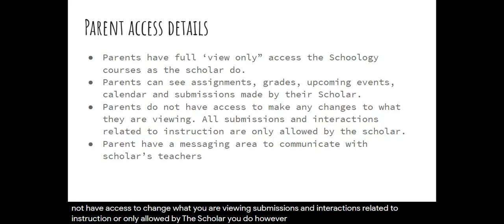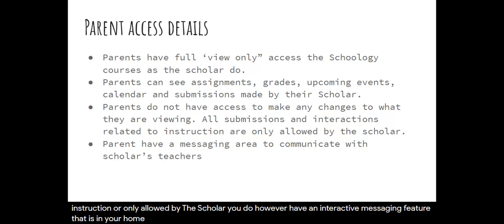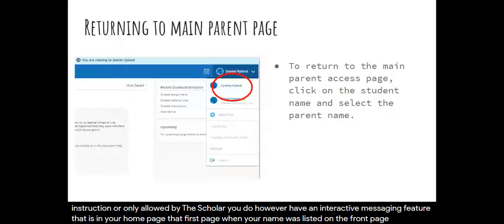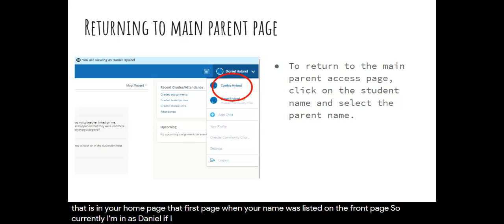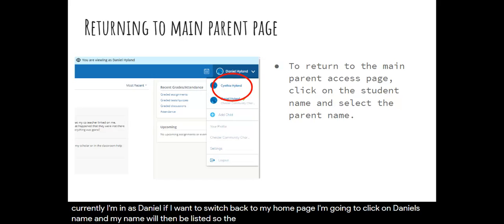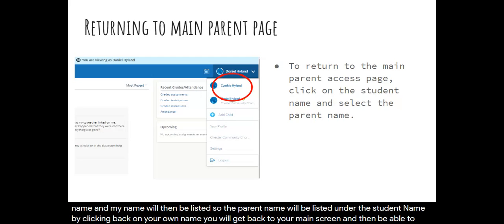You do, however, have an interactive messaging feature that is in your home page, that first page when your name was listed on the front page. So currently I'm in as Daniel. If I want to switch back to my home page, I'm going to click on Daniel's name and my name will then be listed. So the parent name will be listed under the student name. By clicking back on your own name, you will get back to your main screen and then be able to use that messaging feature.